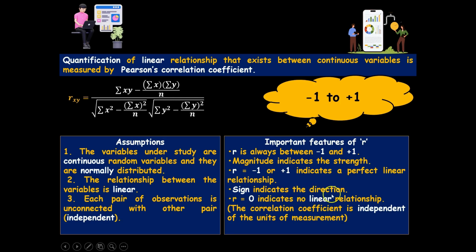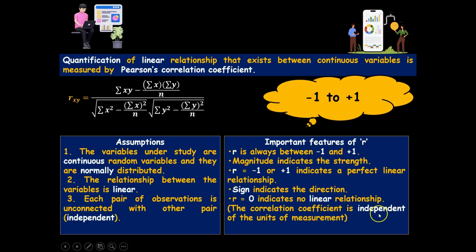The sign indicates the direction, and this is very important. If the correlation coefficient is equal to 0, it indicates that no linear relationship exists between two quantitative variables, like in this case between the variables x and y. It does not mean that the two variables are not related if the correlation value is 0. It means they are not linearly related. They don't have a linear relation. They might be related to each other by some other means.